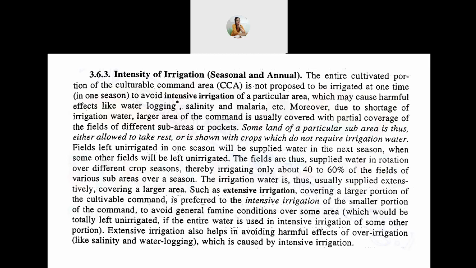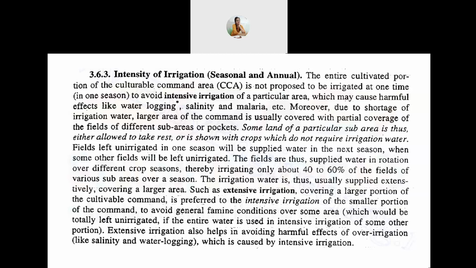Some land of a particular sub-area is thus either allowed to take rest or is sown with crops which do not require irrigation water. Fields left unirrigated in one season will be supplied water in the next season when some other fields will be left unirrigated. The fields are thus supplied water in rotation over different crop seasons, thereby irrigating only about 40 to 60% of the fields of various sub-areas over a season. The irrigation water is thus usually supplied extensively, covering a larger area.